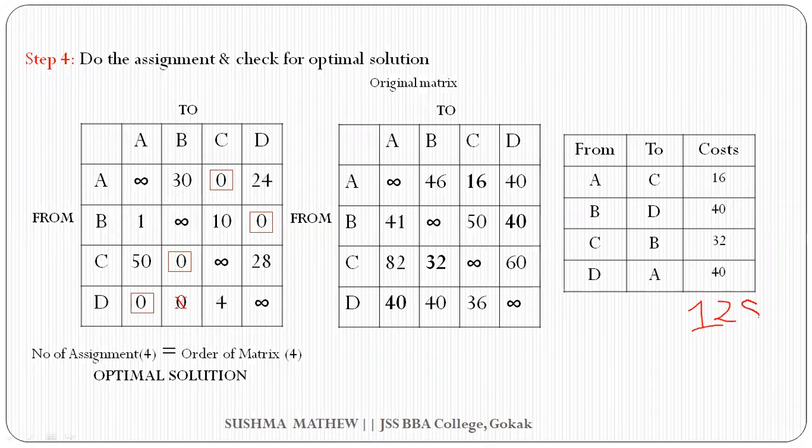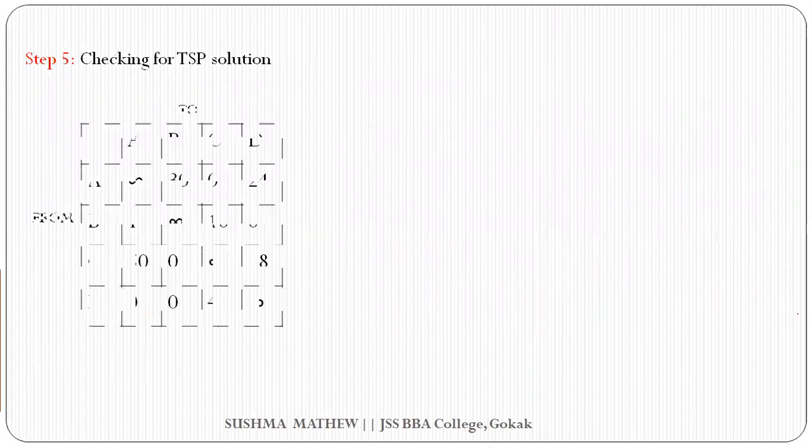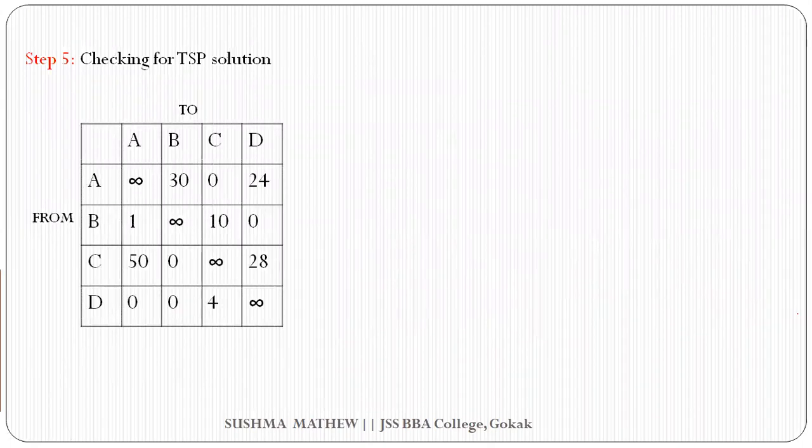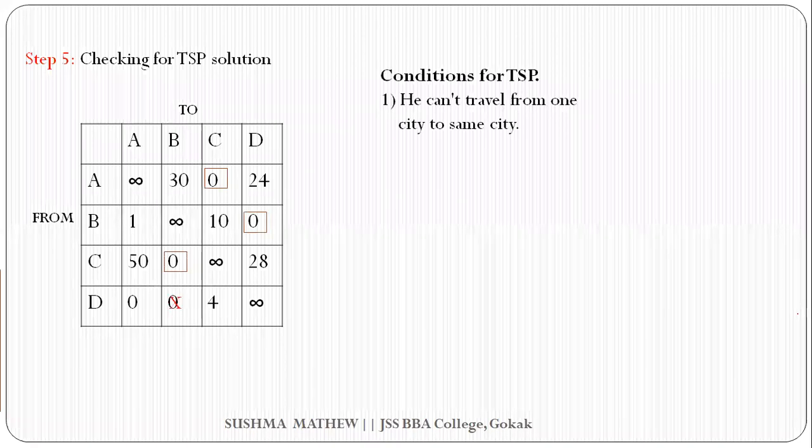So now this is okay. The very next step is that the traveling salesman problem actually occurs after the assignment and total cost are done. To solve a traveling salesman problem, we should bear in mind two simple rules, or two conditions, that we need to check: whether the assignments we have made are from and to different cities or the same. That we have to see.